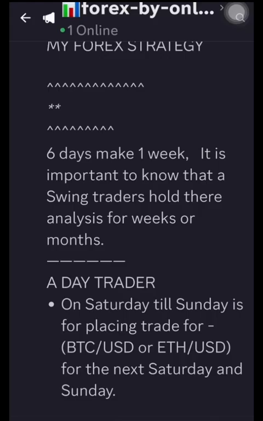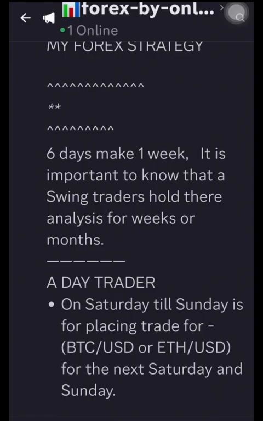Any time you decide to stop, even if it's on Sunday, if you analyze on Saturday, you can receive your profit on Sunday. BTC USD and ETH USD never close. The market is always on. So note that 6 days make 1 week.